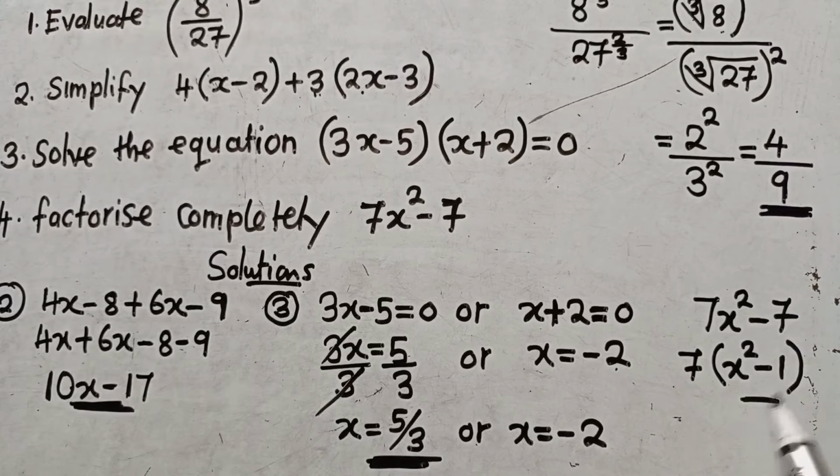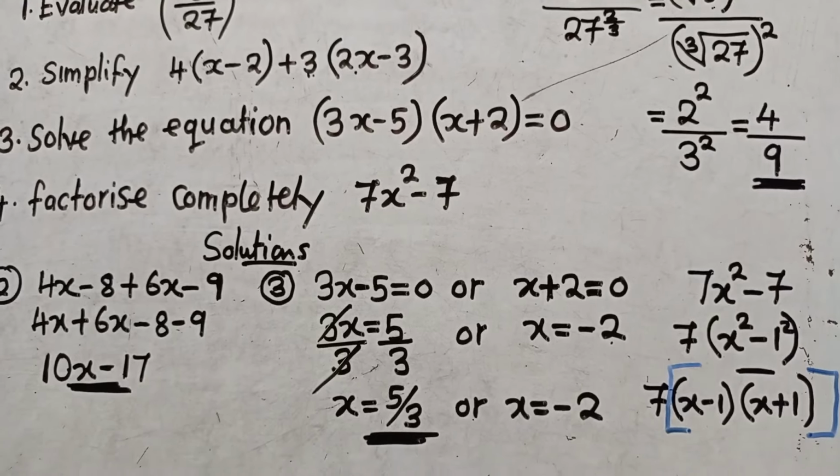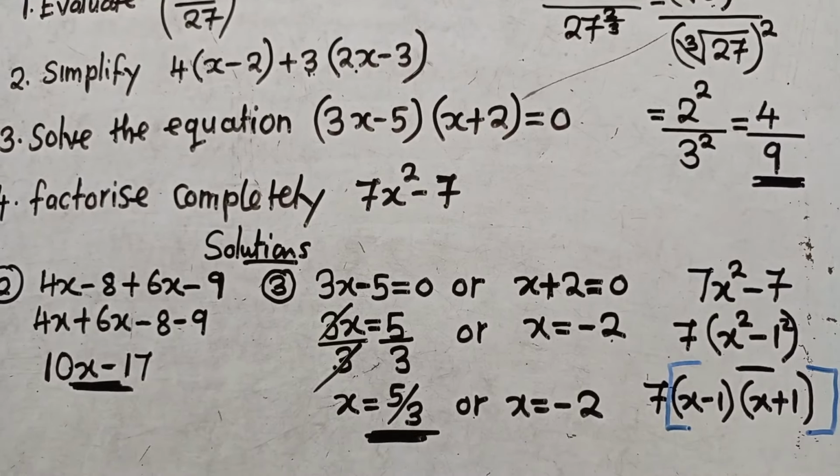factorized because this is a difference of two squares. That one there is just the same as 1 to the power 2. Then this can be written as 7, then we've got x minus 1, x plus 1. So this is the answer. To differentiate the two, it is very important to put the square brackets where you get to do this. It is very important to do it that way, to separate them. So this is how you need to answer question 1 to 4.